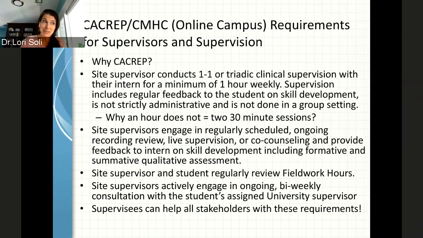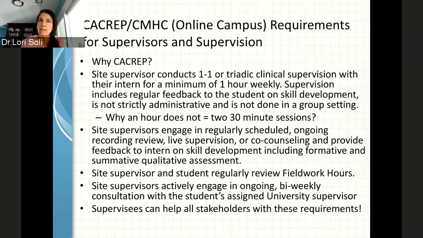Getting CACREP is not a rubber stamp. So coming from a CACREP accredited university opens doors for you that coming from a non-accredited campus, honestly, can be prohibitive. So in terms of what CACREP expects, and this is a two-way street, there are expectations for students and for supervisors.